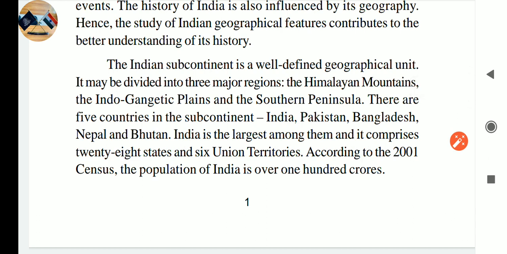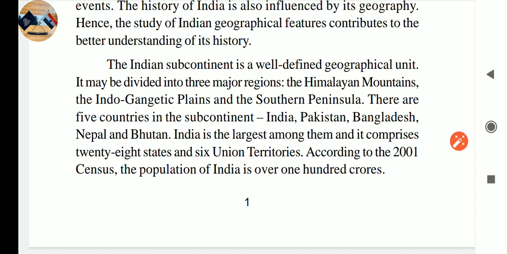The Indian subcontinent is a well-defined geographical unit. It may be divided into 3 major regions. They are telling: one is the Himalayan Mountains, another is the Indo-Gangetic Plain, and another is the Southern Peninsula. Of course, it's all about the basic things of geography. When we study geography, I will tell you in detail about these concepts.